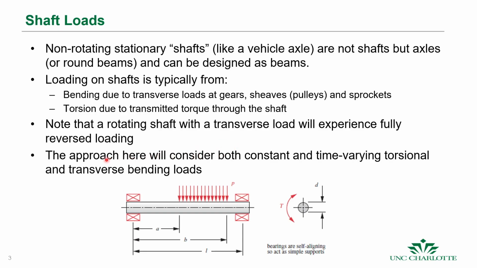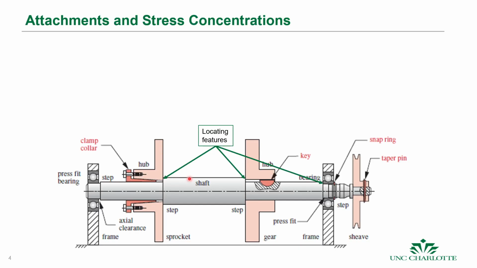So in this case, the approach that we're going through here, we'll consider both constant and time-varying torsional and transverse bending loads. The applied torque causes a torsion, and then as it's spinning, we'll have the bending loads as well.